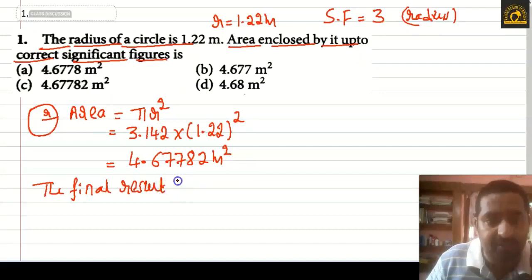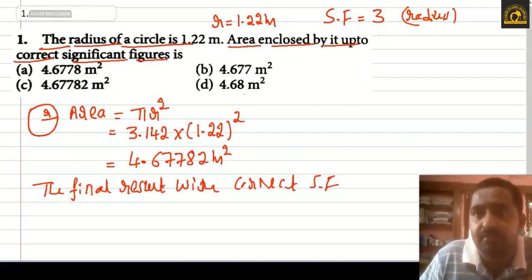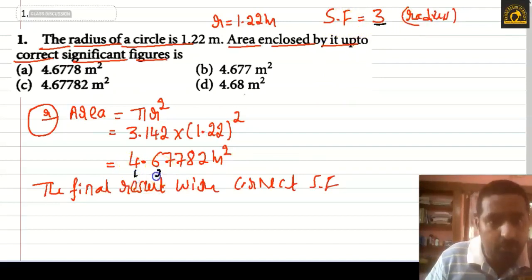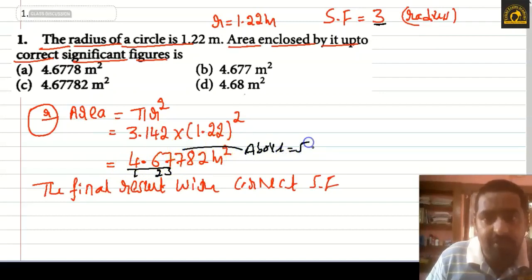The final result with the correct significant figure is, so let's see the correct significant figure. The radius is given with 3 significant figures. So this is 1, 2, 3. After this there is a 7 above the 5. So above the 5, you go to the next digit. Which is the 7, the next digit is 8.